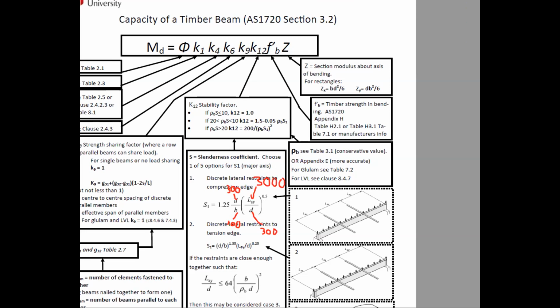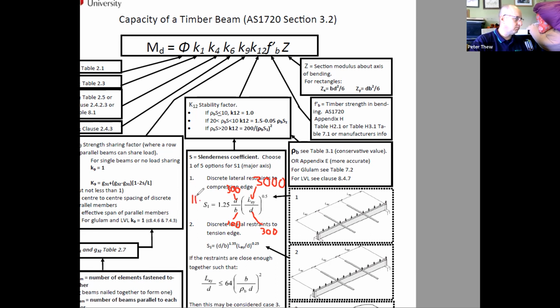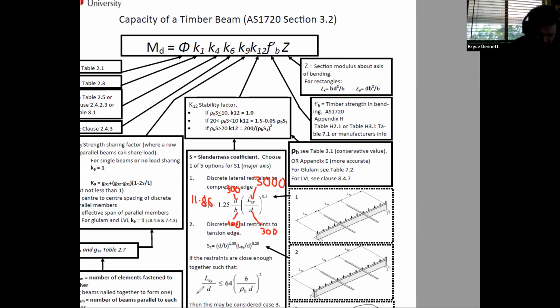So that's the square root of 10 times 300 divided by 100, and times 1.25. For S1, I got 11.86. Is that what you guys got? I'm still just typing away, a bit slower than you, sorry. And what did you guys get for rho B?